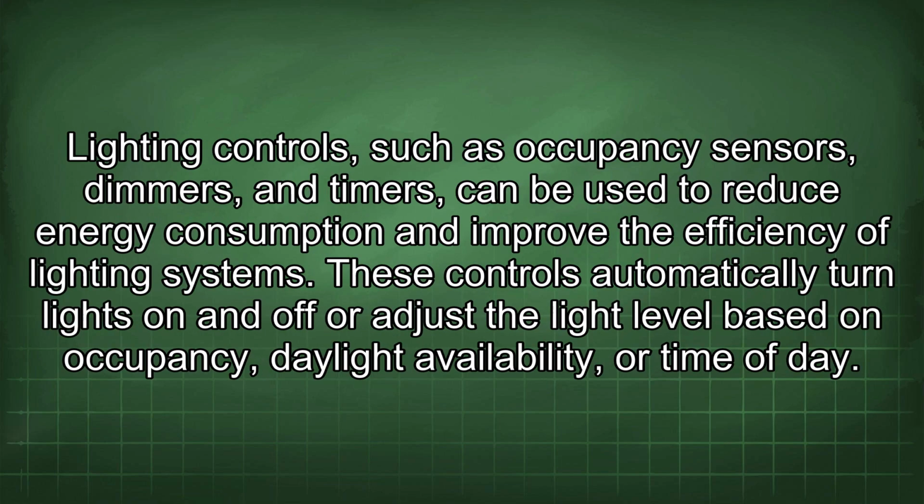Lighting controls, such as occupancy sensors, dimmers, and timers, can be used to reduce energy consumption and improve the efficiency of lighting systems. These controls automatically turn lights on and off or adjust the light level based on occupancy, daylight availability, or time of day.